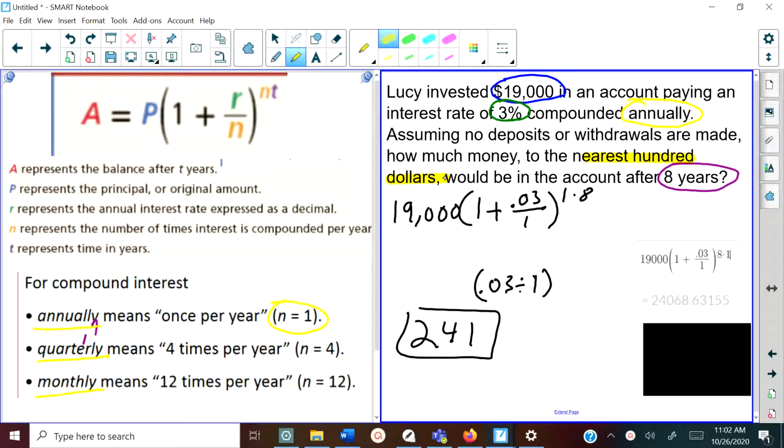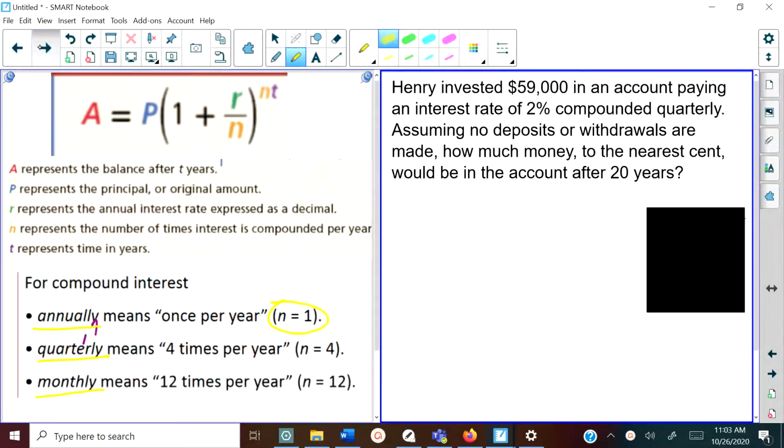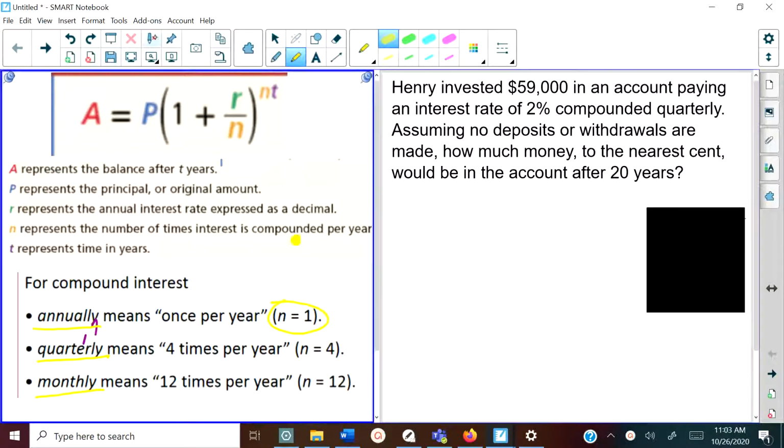Okay, let's take a look at another example. Right here you could pause the video and see if you could do this one on your own. Alright, let's take a look at this one.